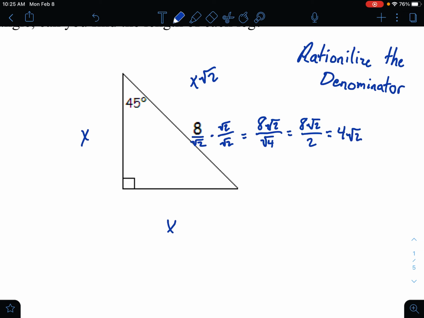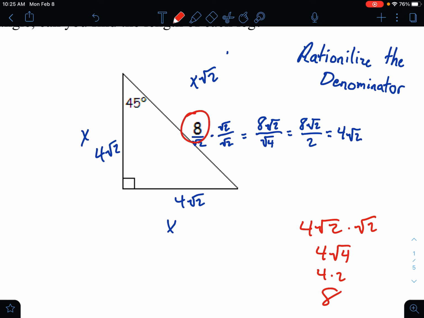So if you're trying to find what x is, it's going to be 4 square root 2, and 4 square root 2. Let's think about checking our work here. If we did 4 square root 2 times square root 2, then what you would get is 4 times square root 4, which is 4 times 2, which is 8, which is what we started with. So you're able to check your work as well.